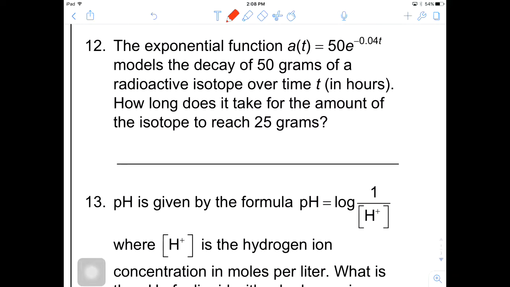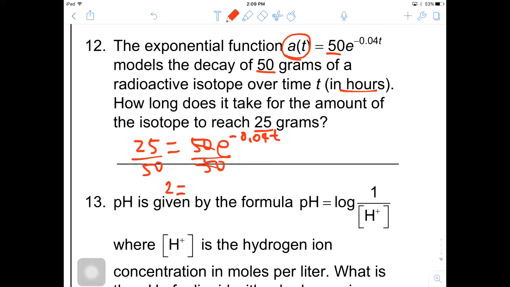Number 12. This exponential function models the decay of 50 grams, so an initial value of 50 grams, of a radioactive isotope over time, t, in hours. How long does it take for the amount of isotope to reach 25? Basically you want to know how long it takes to decay to the 50% level, half of the original. So we're going to let the function equal 25 grams, starting with 50, and then the same equation. We're going to divide by 50 on both sides. So we have 1/2 is equal to e to the negative 0.04t.